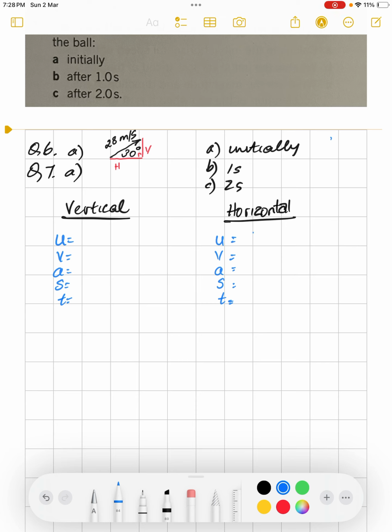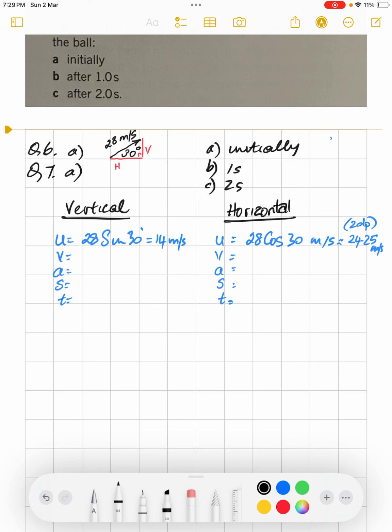Now the initial velocity will be 28 cos 30 meters per second, and the vertical component will be 28 sin 30 for the opposite side. So that's already 14 meters per second because sin 30 is 0.5. And we'll just get this in the calculator and find out what 28 times cos 30 is, approximately 24.25 meters per second, to 2 decimal places.